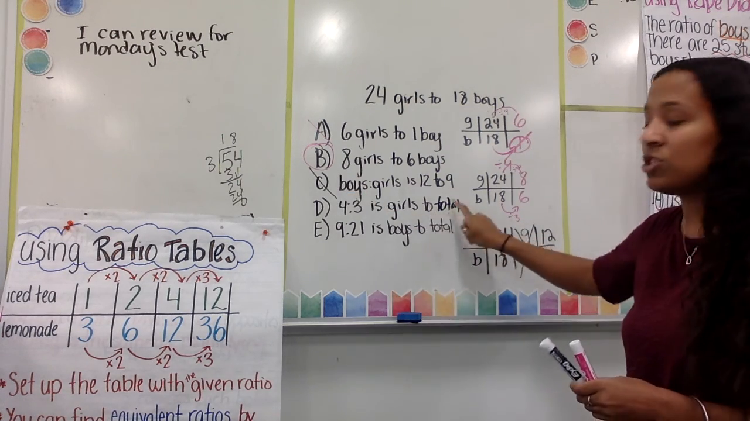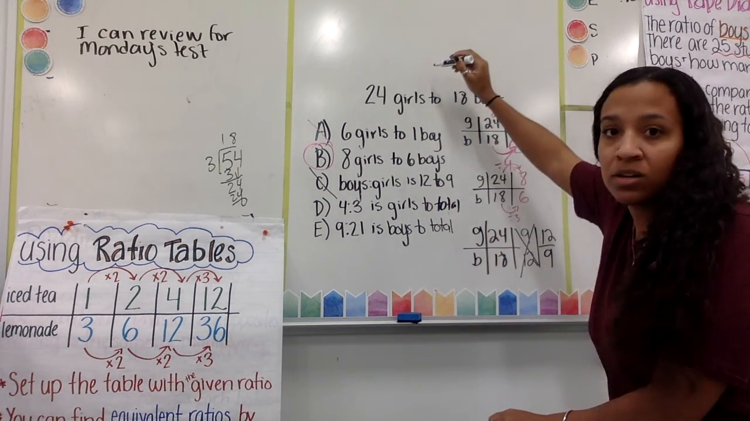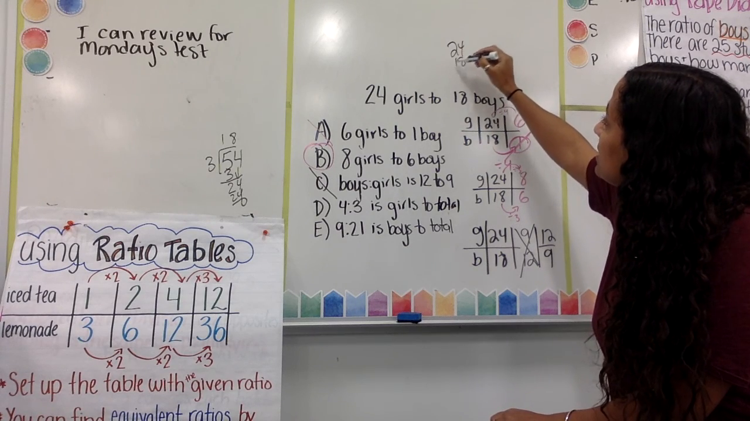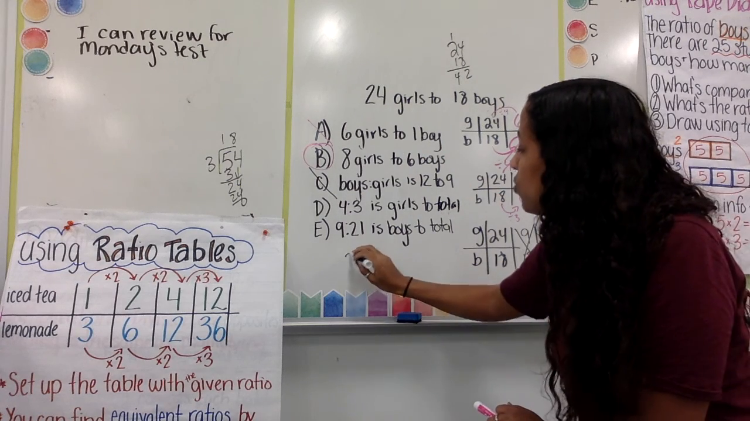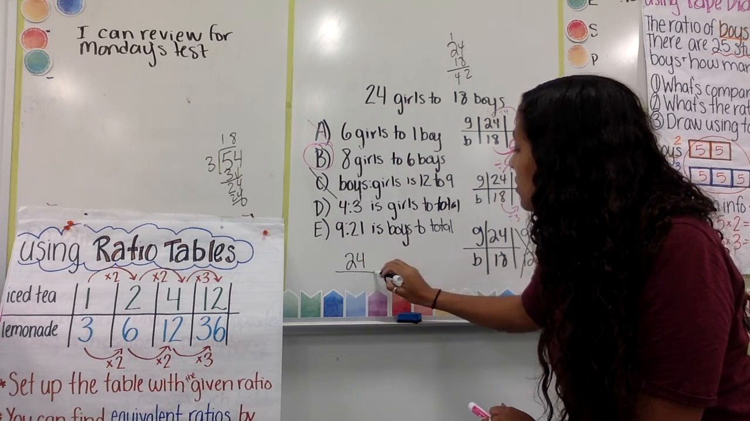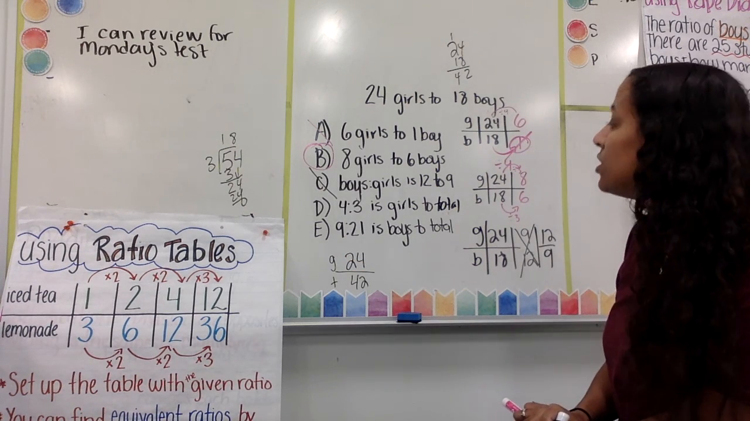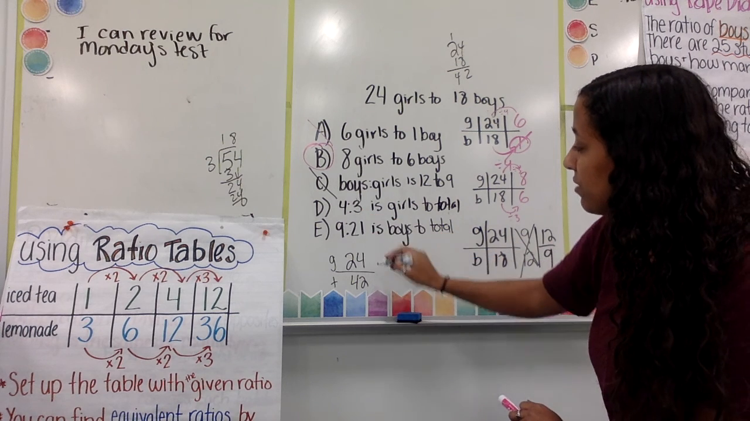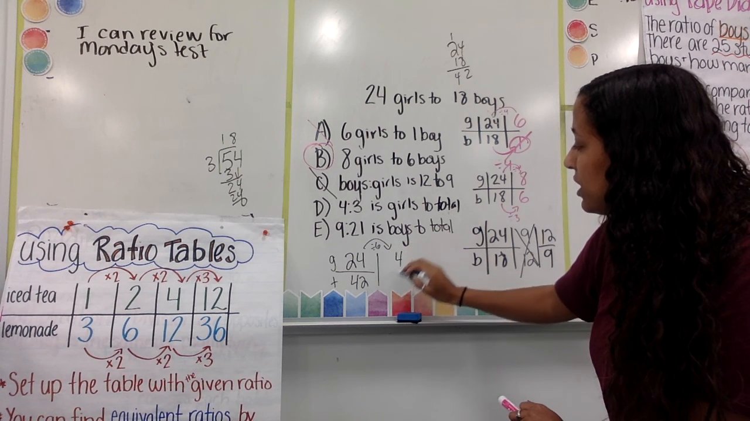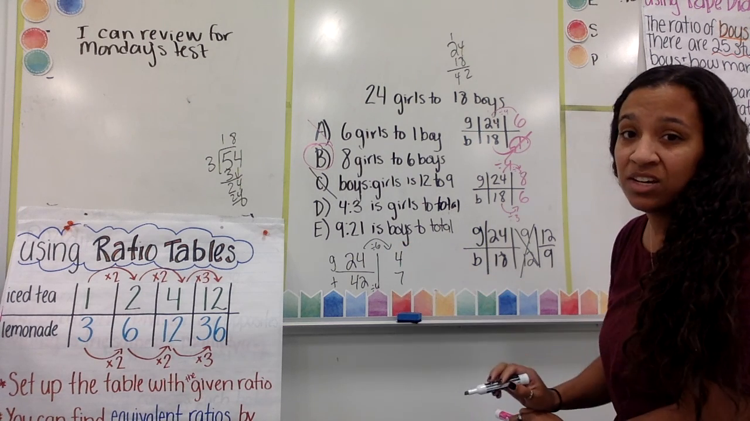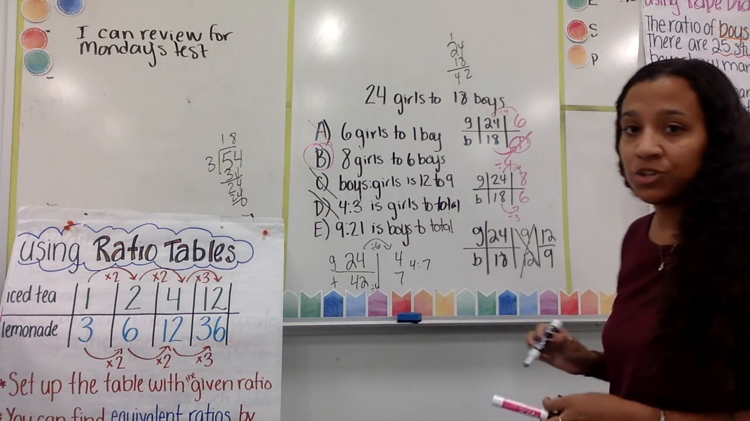4 to 3 is girls to total. All right, 24 girls. How many total students are there? There's 24 and 18. We have 42 total. So that would be 24 to 42, girls to total. Is 24 to 42 equivalent to 4 to 3? Divide by 6 to get 4. Divide by 6 to get 7. The ratio of girls to total is actually 4 to 7. So that is not true.